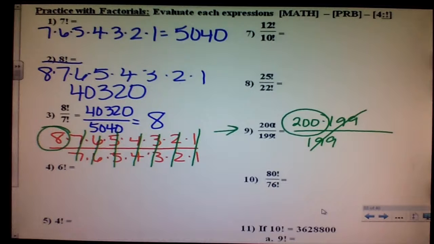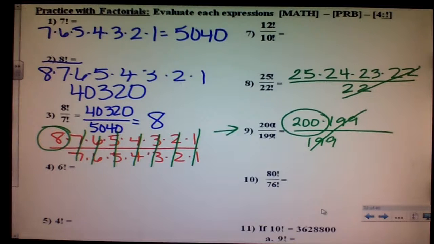What about number 8 though? Okay. So number 8 starts 25, 24, 23, 22. Where does my bottom start? 22. So they cancel out here. So my final answer would be these three multiplied together, 13,800.